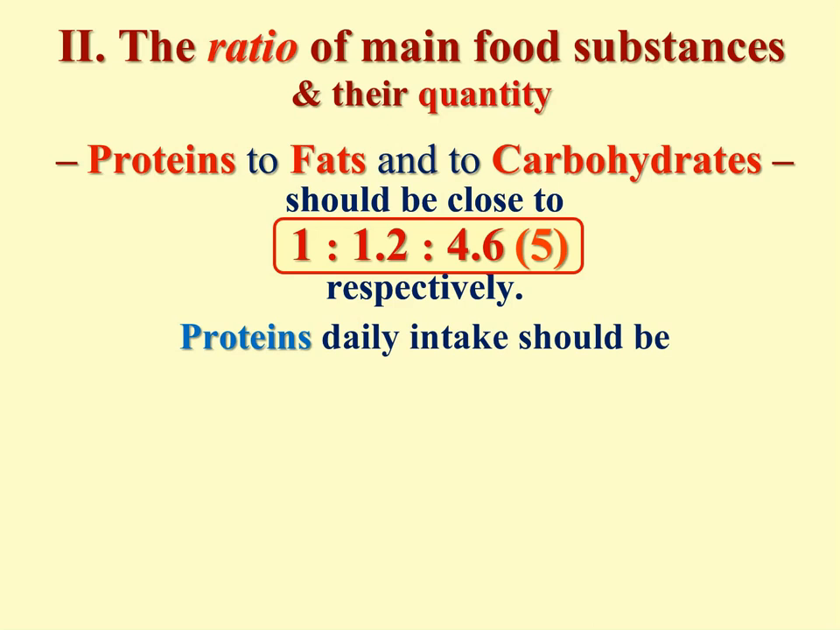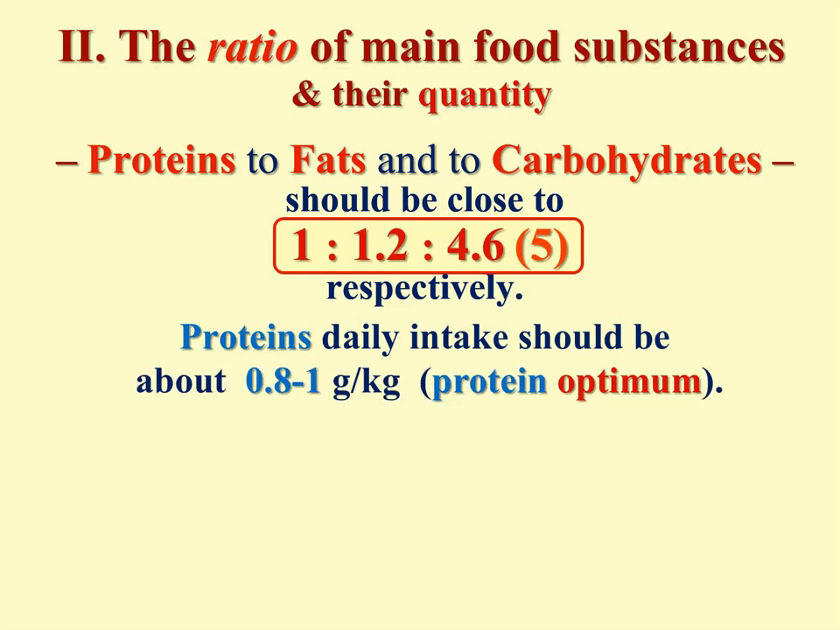And what about the recommended daily intake of proteins? It should be about 0.8 to 1 gram per kilogram. Actually, I should correct this: the lower limit should be 0.75, which is more adopted. 0.8 is also not bad, and up to 1, but exactly 1 gram is not recommended for healthy people. It's for some different groups of people. And 0.75, 0.8 is correct according to the recommendation of the World Health Organization.